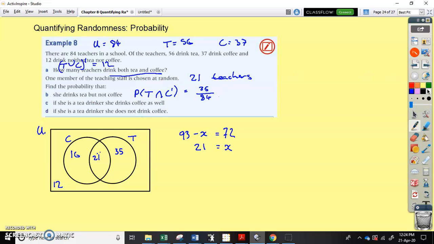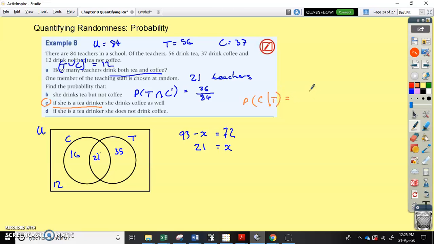And now we're going to get to our conditional probability questions. So it's a slightly different colour. So C: find the probability that if she is a tea drinker, she drinks coffee as well. So what's the probability that she drinks coffee given the information that she's a tea drinker? So let's say the probability that she drinks coffee given she's a tea drinker.